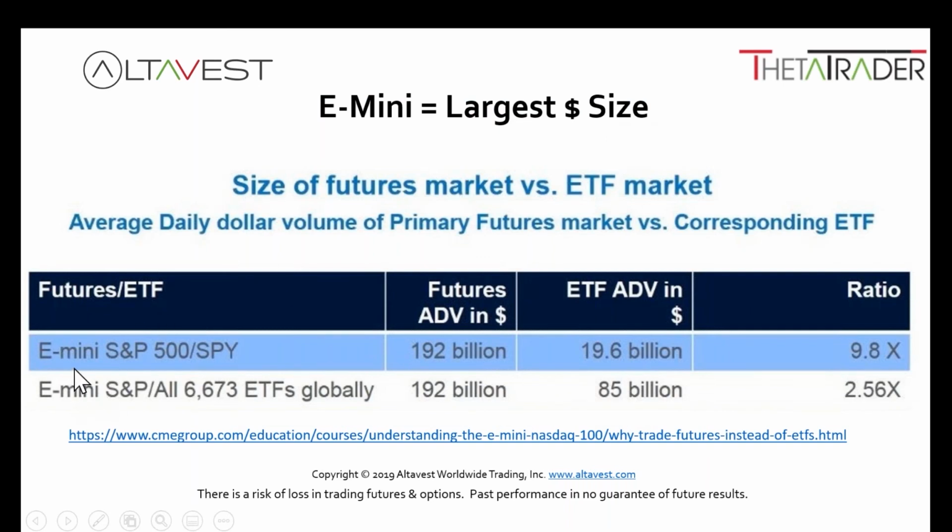Look at this, folks. Here's the E-mini S&P versus the SPY. The E-mini S&P 500 is almost 10 times greater in dollar size than the SPY, than securities. And how about this? It's actually 2.5 times greater than all of the ETFs in the world combined. So you're trading in the right market when you're trading with Theta Trader and with us and using AV systems. Folks, we're in the right market. We're in the right space. And if you've not familiarized yourself with it, this is the time to do it. That's why we're going through this with you.